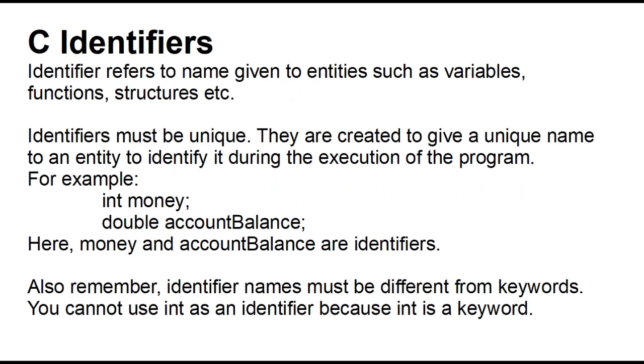Next is C identifiers. Identifiers refer to the names given to entities such as variables, functions, and structures. Identifiers must be unique. They are created to give a unique name to an entity to identify it during the execution of the program. For example, int money, double account balance. Here money and account balance are identifiers. Also remember, an identifier name must be different from keywords. You cannot use a keyword as an identifier.